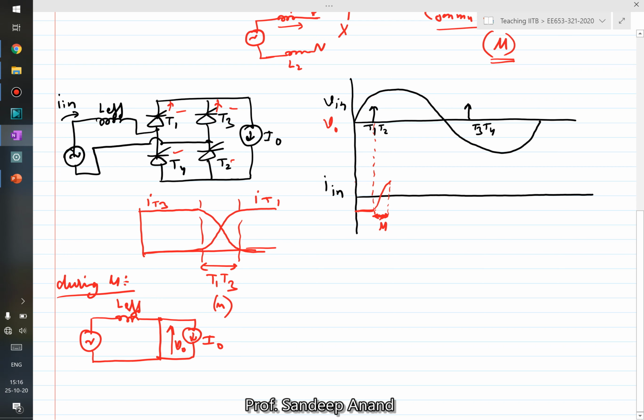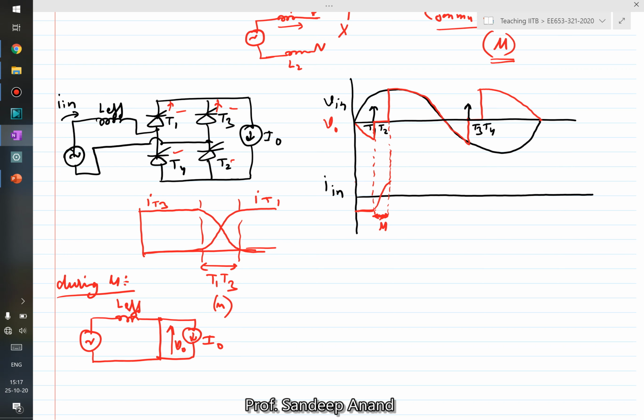So it remains negative, right? It's a full bridge converter, it remains negative, then it keeps 0 for mu period, right? And then it actually follows this waveform. Then again it goes negative, remains 0 for some time, and then again follows this period. So this is how the output voltage looks like in case of commutation overlap in this particular circuit topology, right?